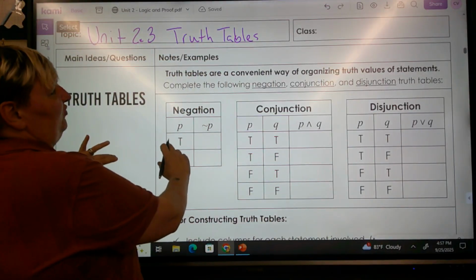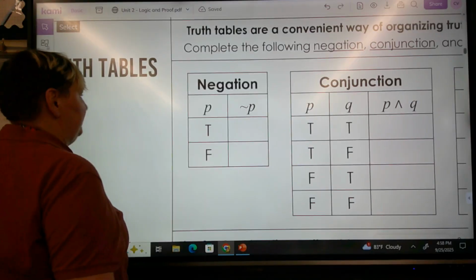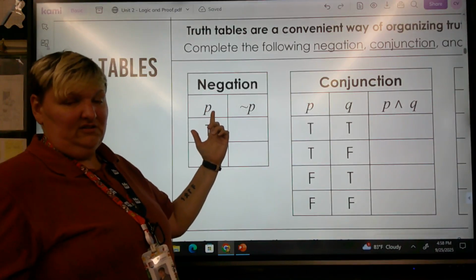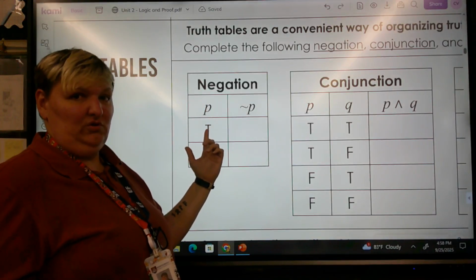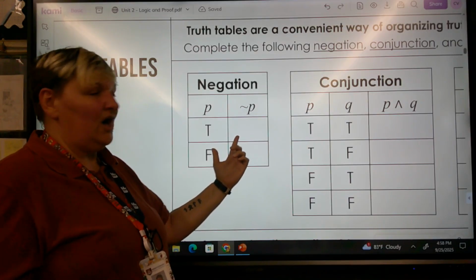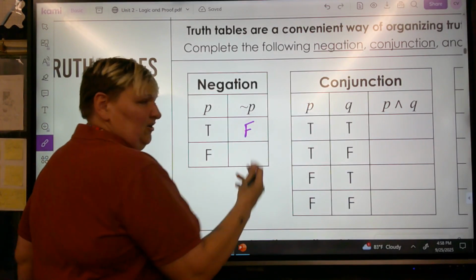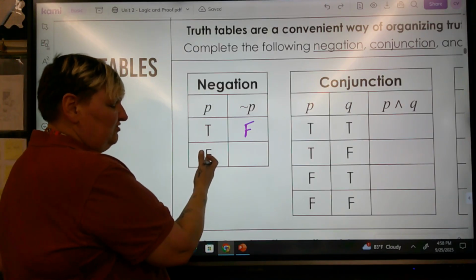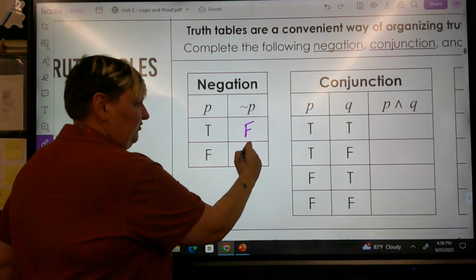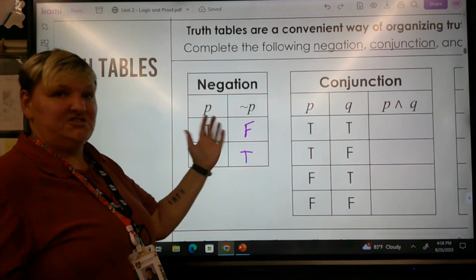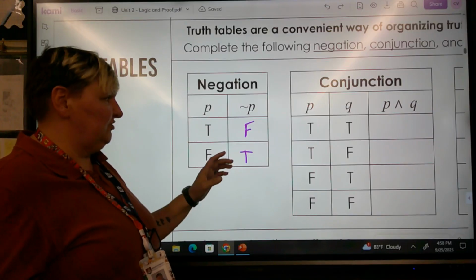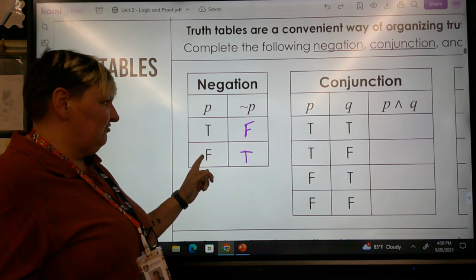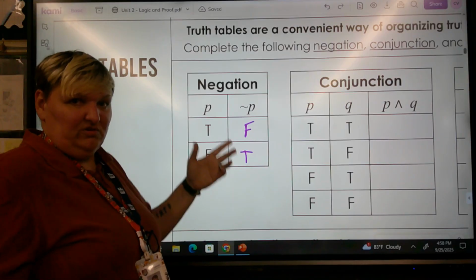So we start with negation, which is just the opposite of the statement. So if P, the original statement, is true, then not P is just the opposite. It's just false. And if the original statement P is false, then not P would be true. Negation just means whatever the opposite of the original. So if the original was true, not P is false. If the original was false, not P is true. It's just the opposite.